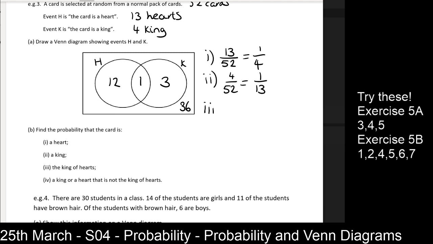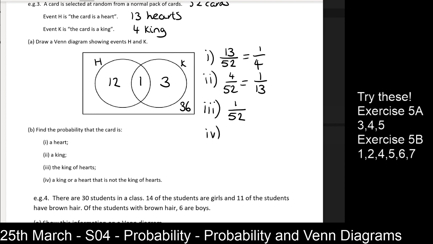With probability, simplifying your fractions isn't as important as you would do normally in pure. But I'm just going to simplify them anyway. Sometimes you could be asked to simplify. And then we've got the King of Hearts. Well, we mentioned earlier, there's only 1 King of Hearts. So that's 1 out of 52.